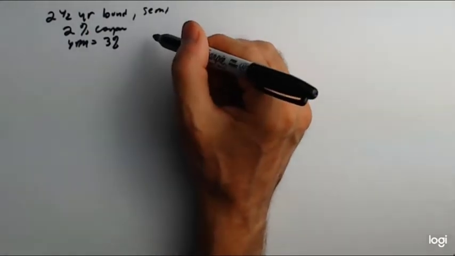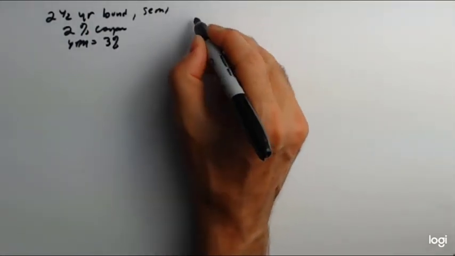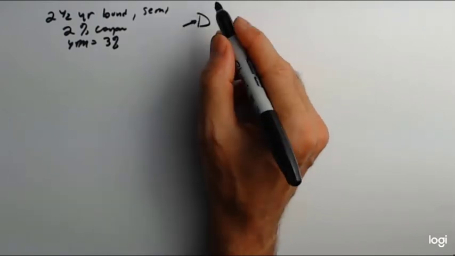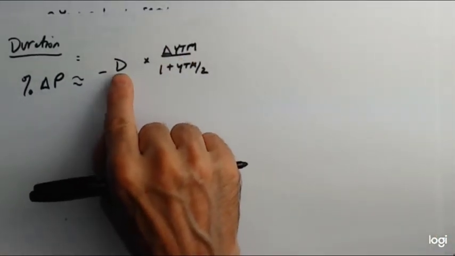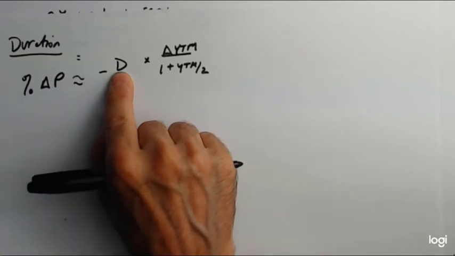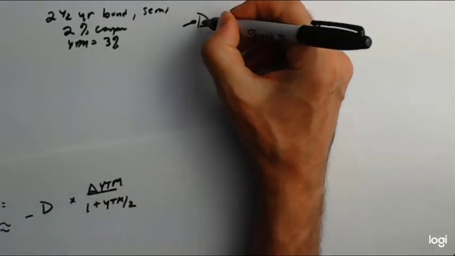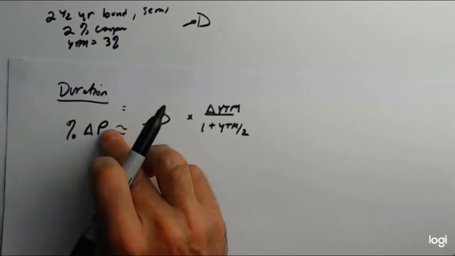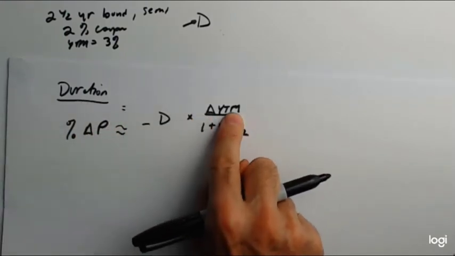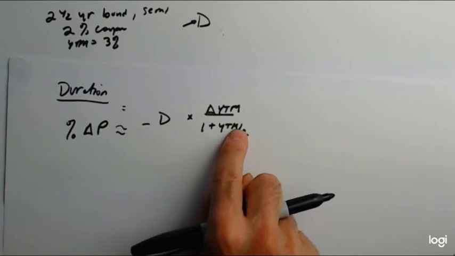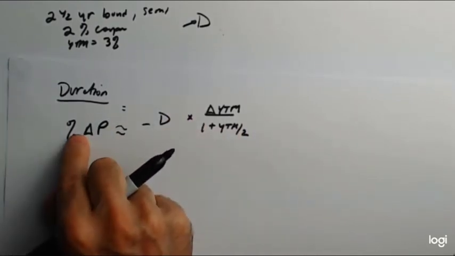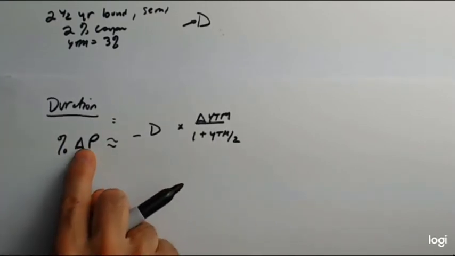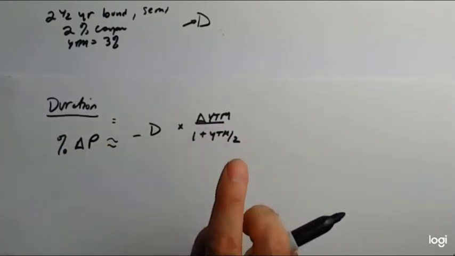So what we want to do is we want to calculate the duration. We want to calculate that D term here. And I haven't really explained this formula because I'm not ready to yet, so hold on. But we're going to calculate this D, okay? And this D will help us determine the percentage change in the bond price, because we're going to know the change in the yield to maturity. We'll know what the yield to maturity divided by 2 is. We just need to calculate this D for this particular bond, and then we'll know how much the bond price changes for a given change in yield to maturity.